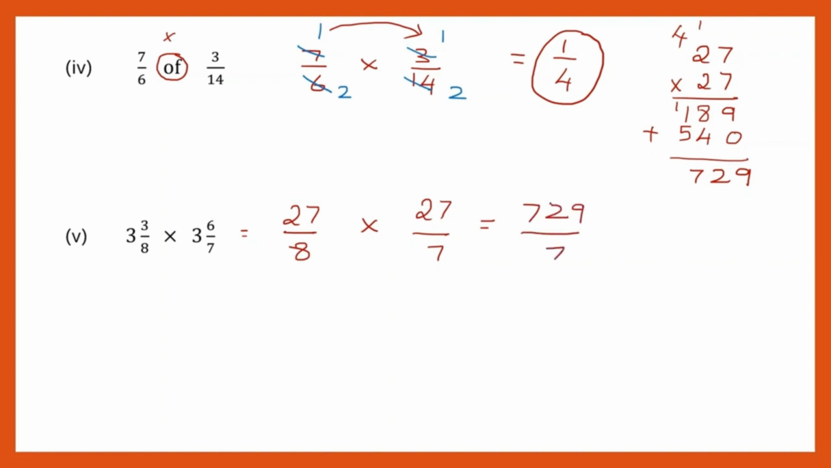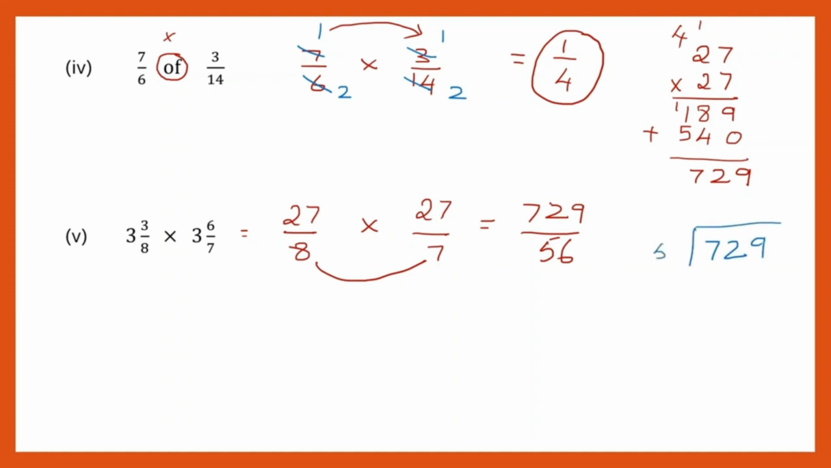Now let's multiply 8 into 7. So when we multiply the denominators, we get 56. We multiplied the numerators and got 729. 8 into 7 is 56, which is the denominator. Now again, it's an improper fraction. So let's convert it to a mixed number.